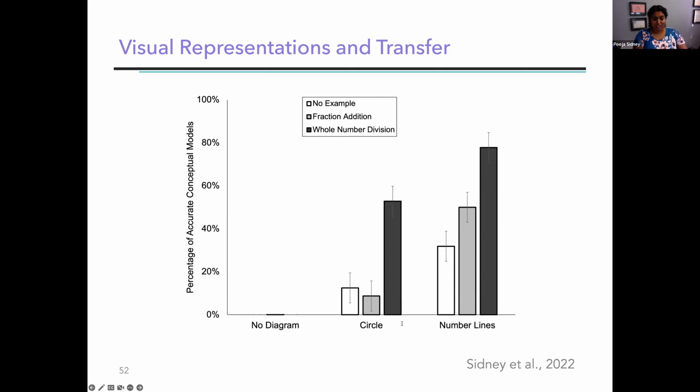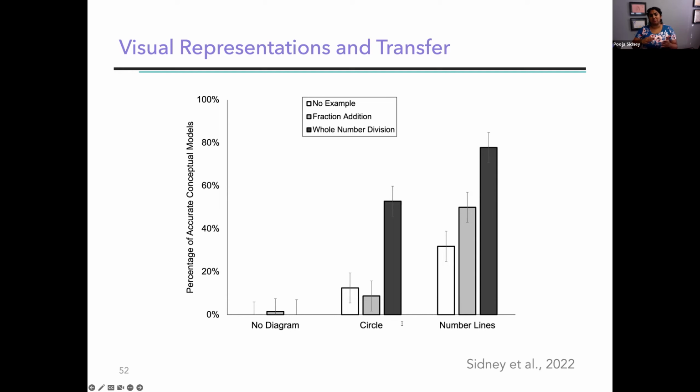And then finally, with no diagram at all, we saw the adults didn't really engage in the concept at all. Even though the adults in that whole number division condition had verbal input identical to warming up with diagrams, they just didn't have a visual model. And so we didn't see any evidence of any type of spontaneous transfer from whole number division to fraction division there.